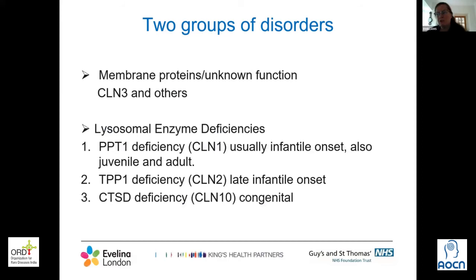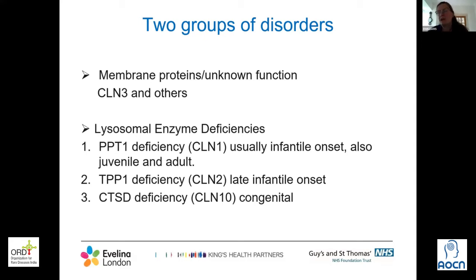Importantly, they seem to fall into two groups. There are the lysosomal enzyme deficiencies, so mutations in a gene called CLN1, which usually gives rise to an infantile onset disease, previously called infantile NCL. We now know that's due to an enzyme deficiency, the enzyme PPT1, palmitoyl protein thioesterase. I always get this wrong. I'm not going to try, PPT1.